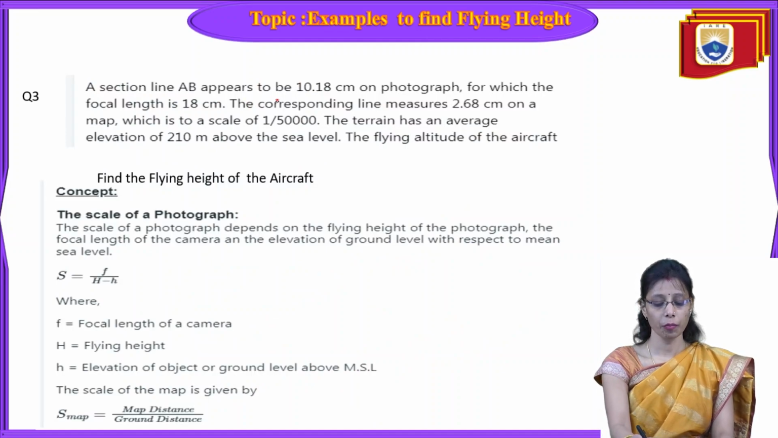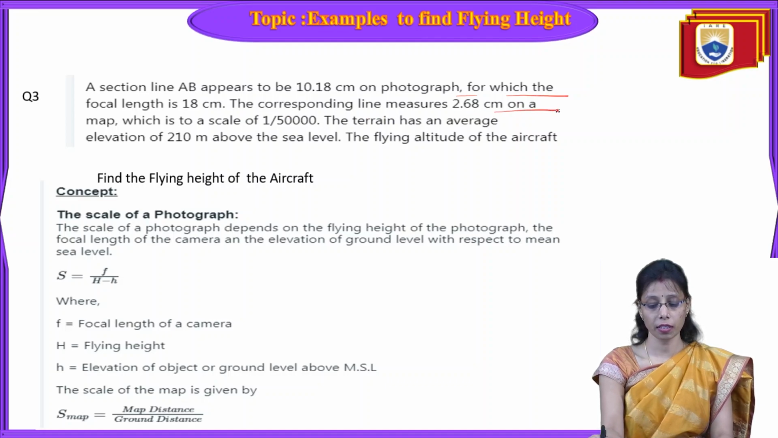A section line AB appears to be 10.18 centimeters on the photograph, for which the focal length is 18 centimeters. The corresponding line measures 2.68 centimeters on the map, which is to a scale of 1 by 50,000. The terrain has an average elevation of 210 meters above sea level. Find the flying altitude of the aircraft.